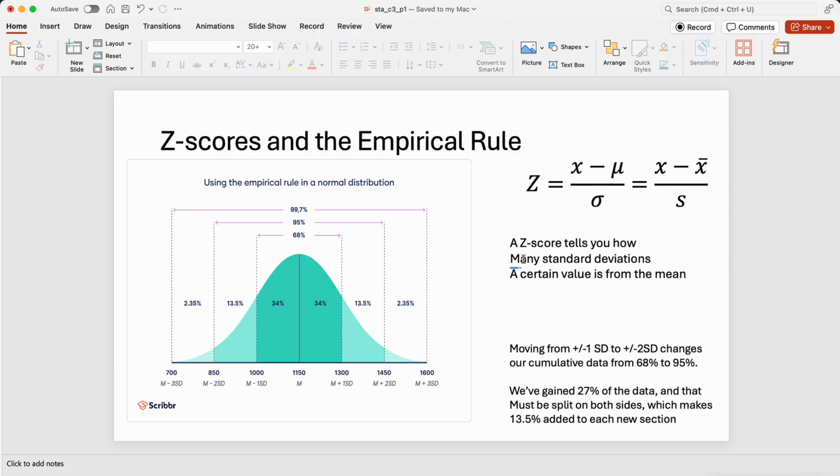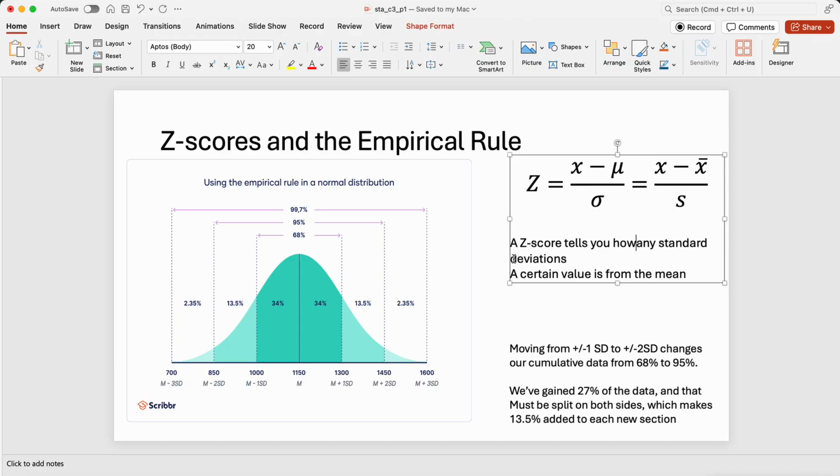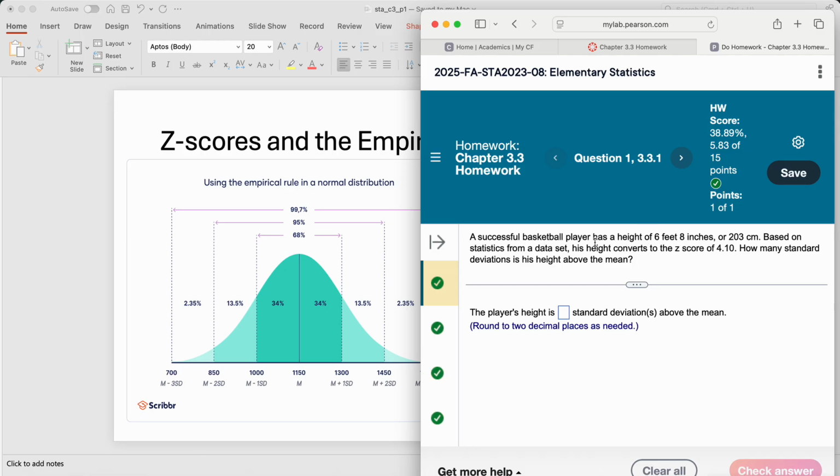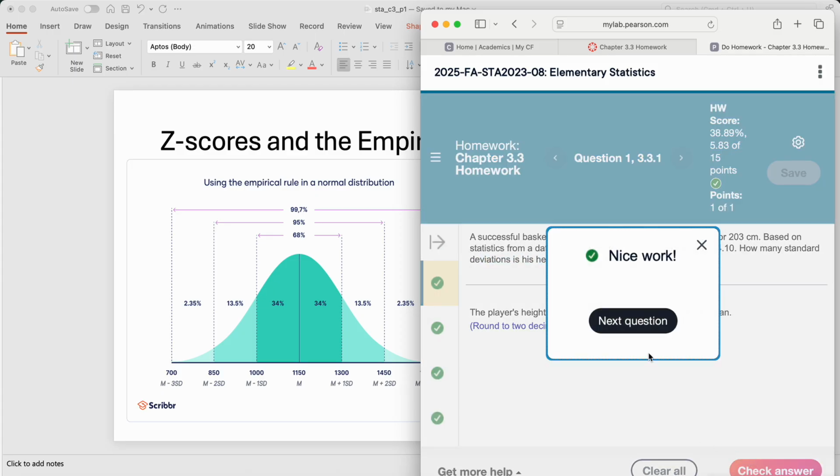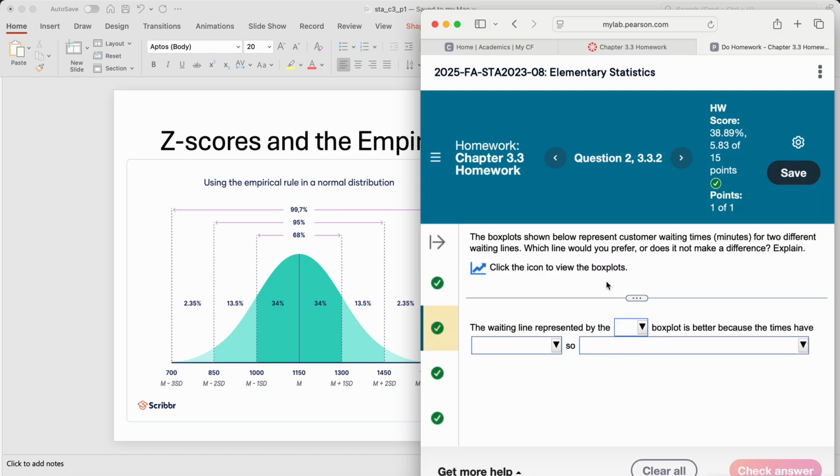That's all a z-score is doing, it's literally telling you how many standard deviations away you are from the mean. And so, if we look at that question from the homework real quick, it says there's a z-score of 4.10, and then it says, how many standard deviations are you above the mean? Well, they literally just self-defined, so it's a trick question, so to speak.